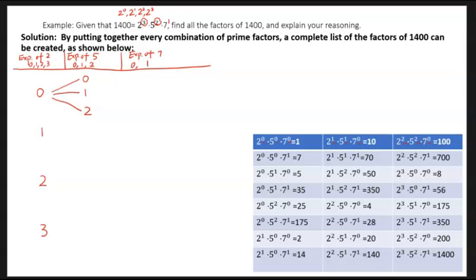So the case I'm showing you here is, okay, I choose exponent 0 for 2, but for 5 I could choose either 0 or 1 or 2. And similarly, if I choose 1 for 2, which means I choose 1 copy of 2, I also have the same 3 options for the exponent of 5. And same for that. If I choose 2 copies of 2, I also have 3 options for the exponent of 5. And same for 3 copies of 2.